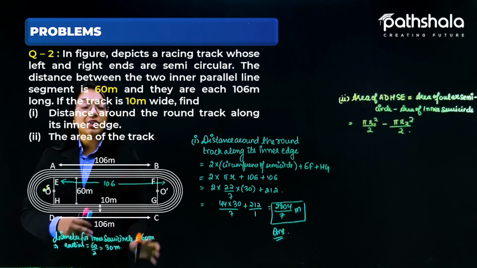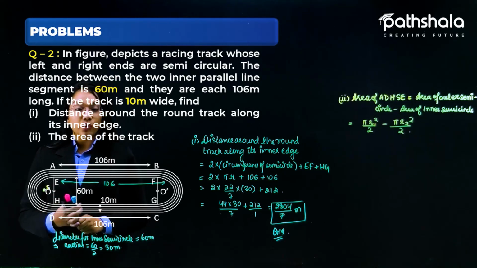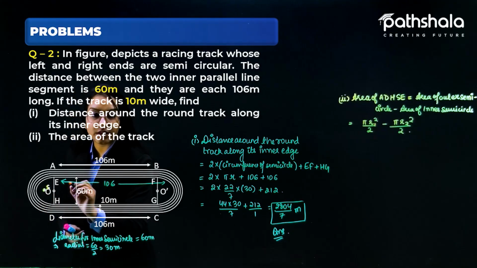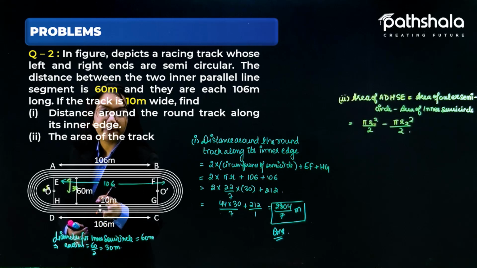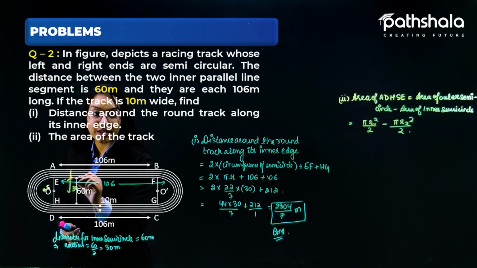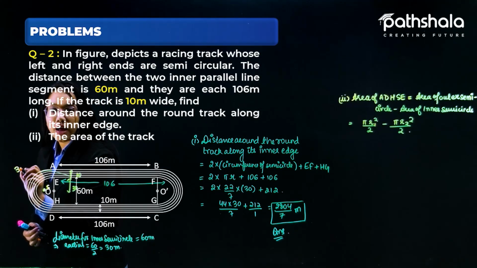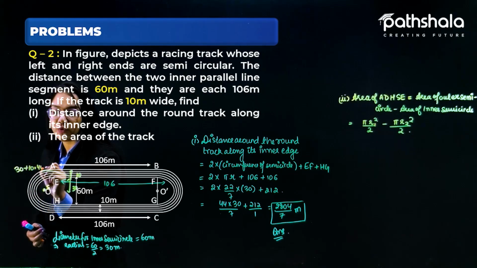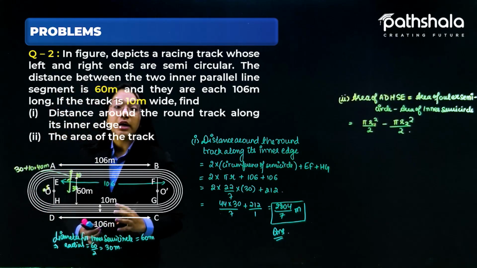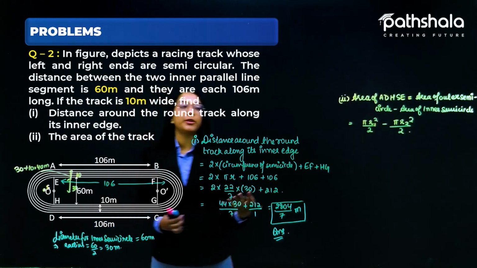So what is the radius for the outer semicircle? Now you can see all by yourself that if this particular radius is 30, then we know that the width of this track is 10. It means that this width is actually given to us as 10. So if we are finding the radius for the outer semicircle, this would be 30 plus 10, and 30 plus 10 is equal to 40 meters. So hence the radius for the outer semicircle is nothing but 40 meters.